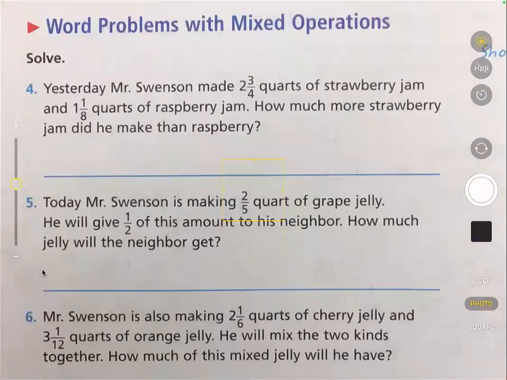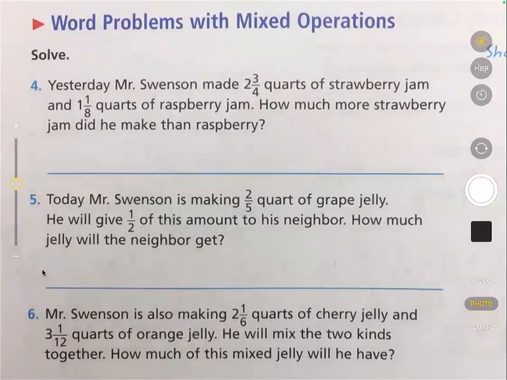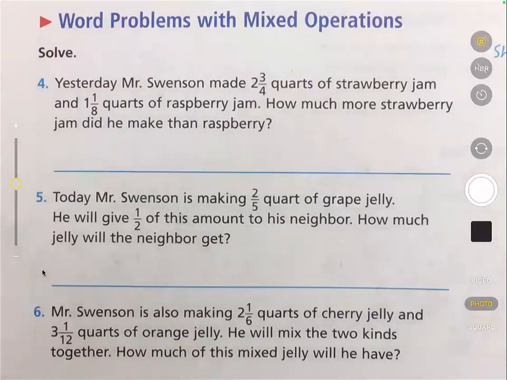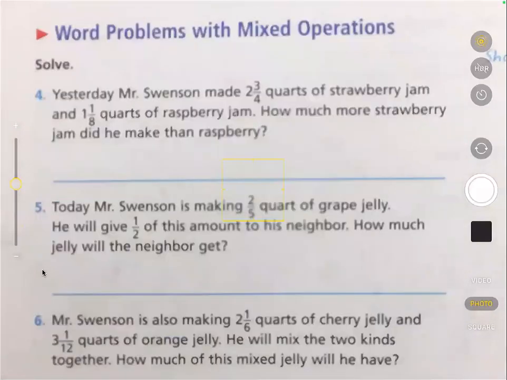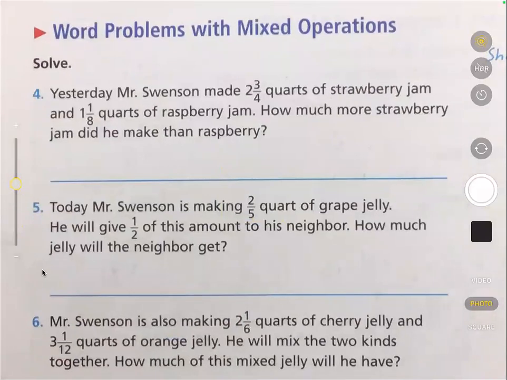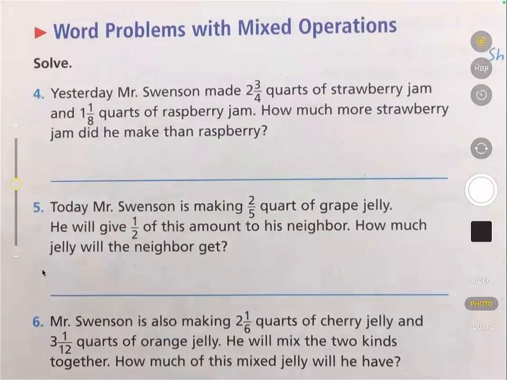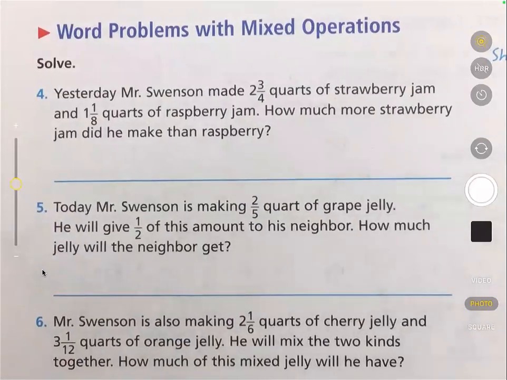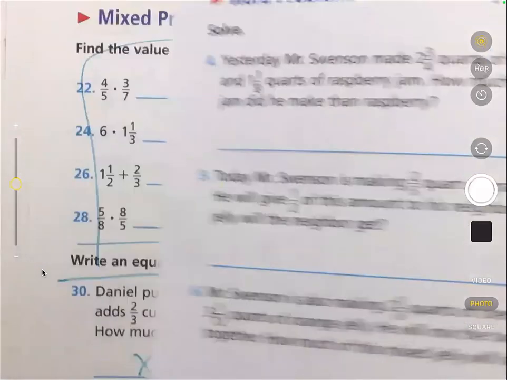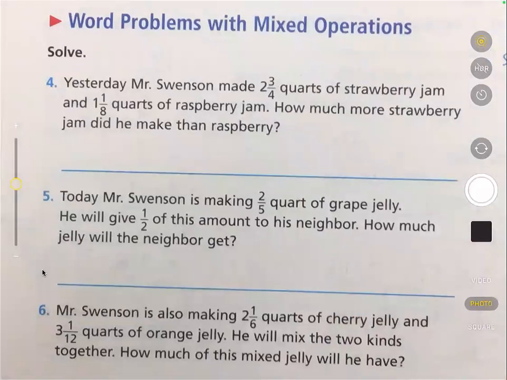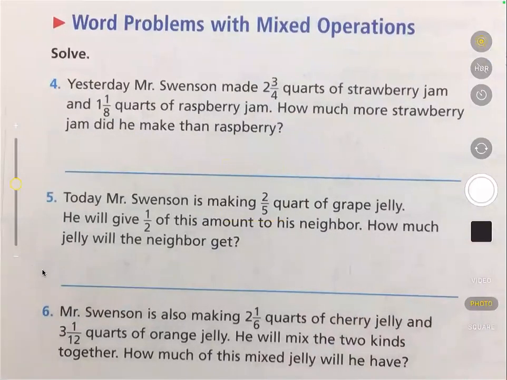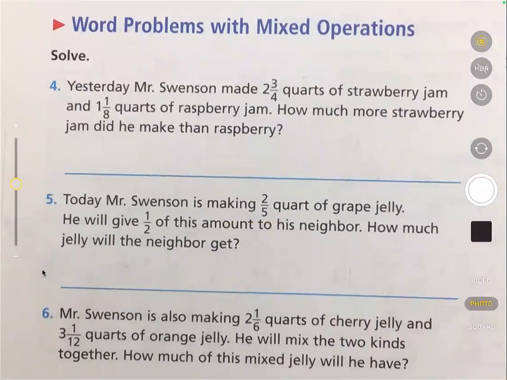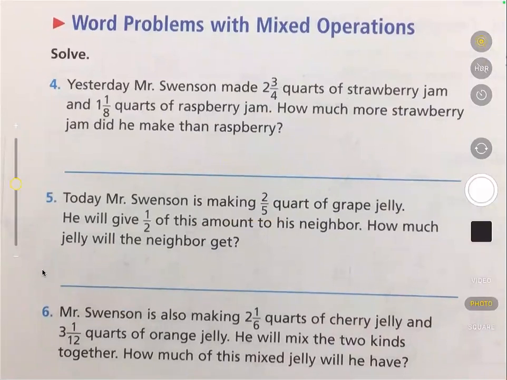Yay. Miguel, do you want to read the first one to us? Okay. Yesterday, Mr. Swenson made 2 3/4 quarts of strawberry jam and 1 1/8 quarts of raspberry jam. How much more strawberry jam did he make than raspberry?